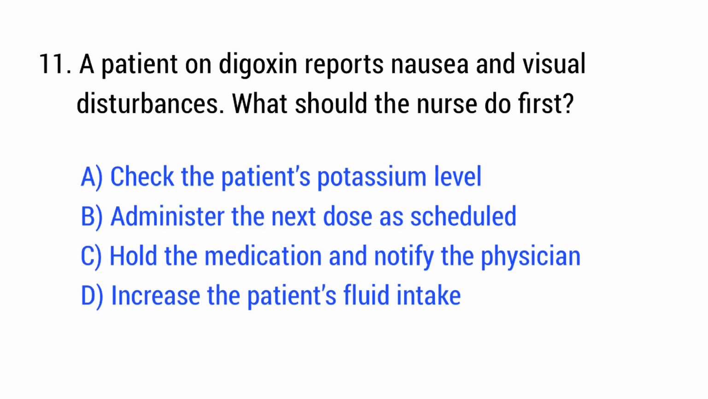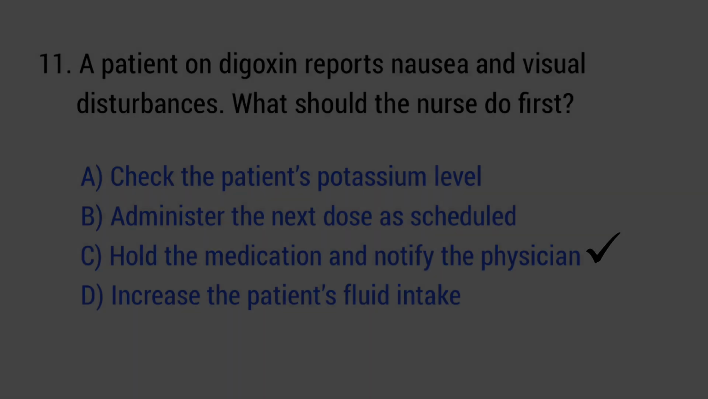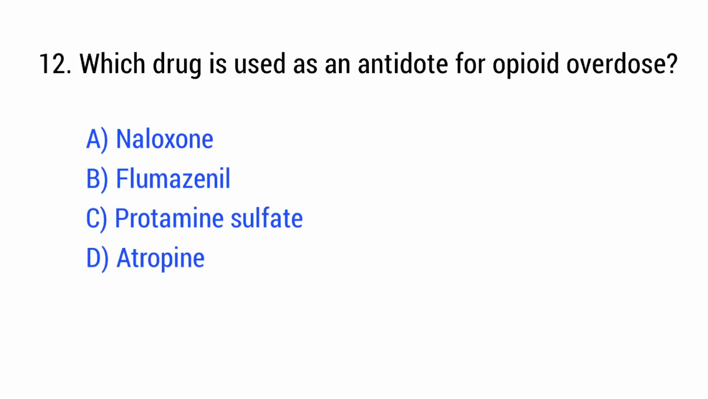Question number 11. A patient on digoxin reports nausea and visual disturbance. What should the nurse do first? The right answer is option C, hold the medication and notify the physician. Question number 12. Which drug is used as an antidote for opioid overdose? The right answer is option A, naloxone.